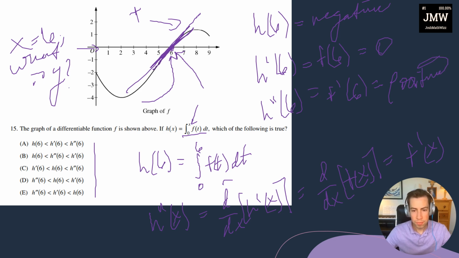So now I have some way to compare the three, right? So the negative value has to be the lowest. So it's going to be h of 6, and I know that that has to be less than 0. So that's going to be less than h prime of 6. And then I know that 0 is going to be less than any positive value. So therefore, h double prime of 6 has to be the greatest. And that is going to be answer choice A.